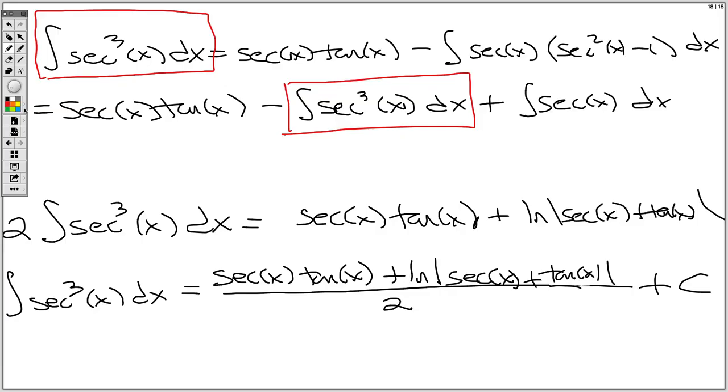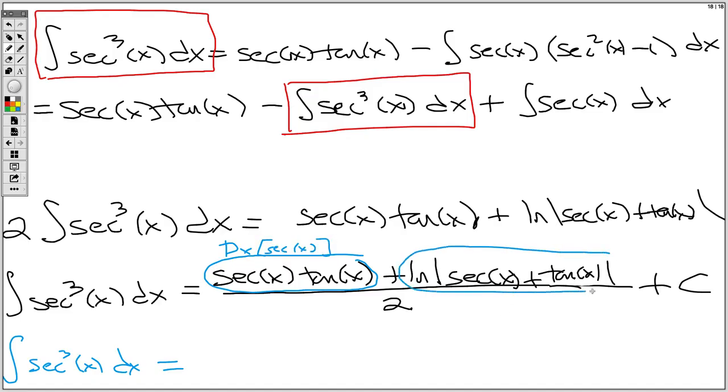Now, I mentioned that there was an easy way to remember this formula, and here's the way I remember this formula. And henceforth, anytime you're integrating a secant cubed, you can use this formula. You don't need to go through the parts again. You might notice that the first term here is the derivative of secant, and the second term here, well, that's the integral of secant.